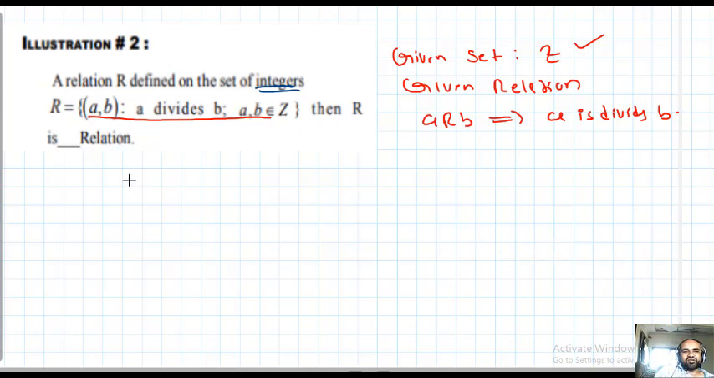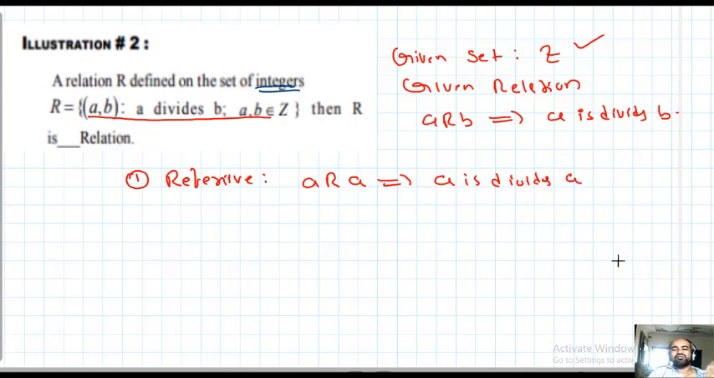First of all, checking for reflexive. How to check? a related to a should be true. So instead of b you write a. a divides a. A divides A is true, right? Every number divides itself. So I can write, it is true. Therefore, R is reflexive.